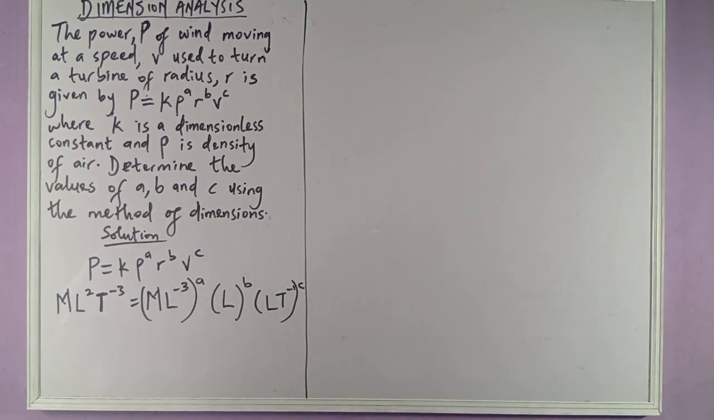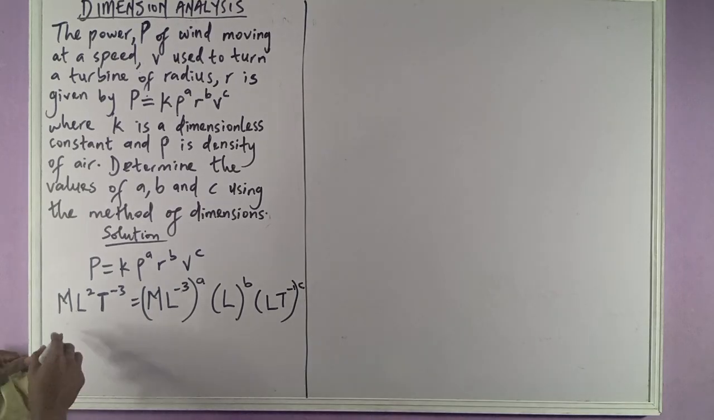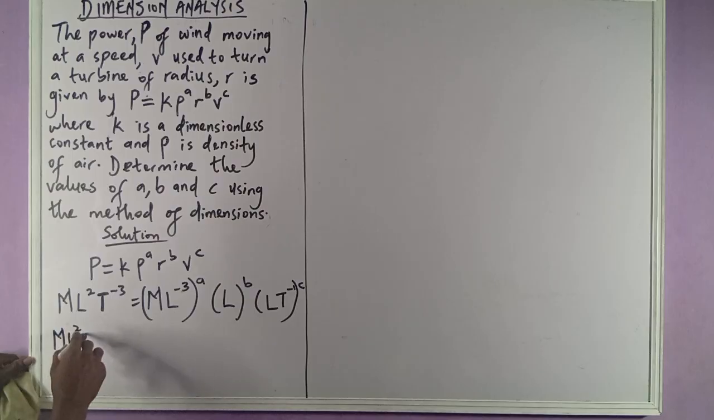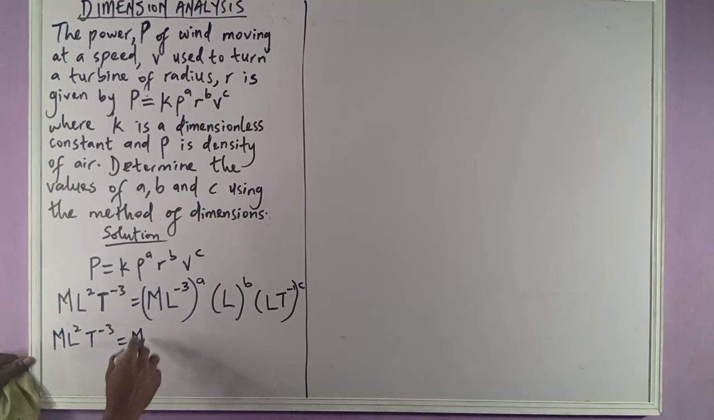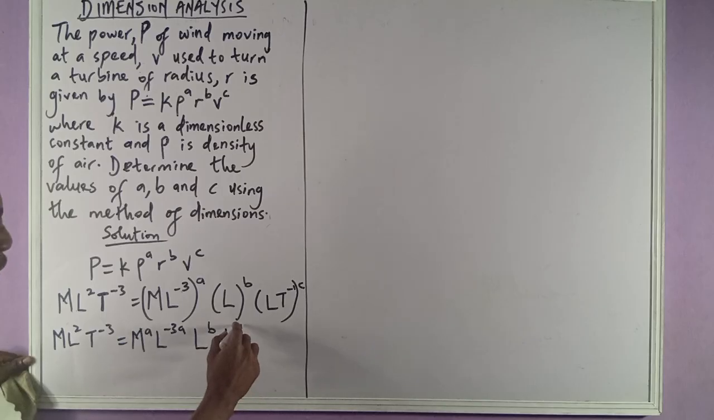So the next thing we want to do here is break all these brackets. So we have m L squared T raised to power -3 is equals to m raised to power A, L raised to power -3A, L raised to power B that we have here, and break these brackets, L raised to power C, T raised to power -C.